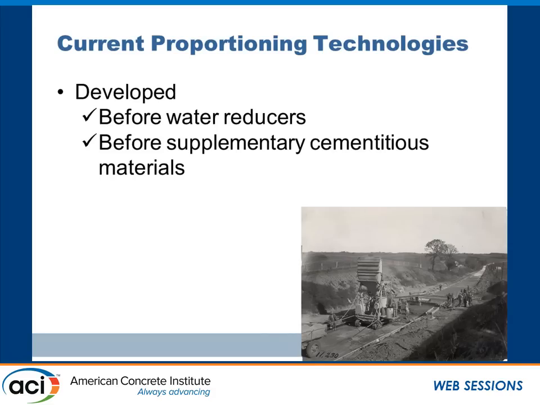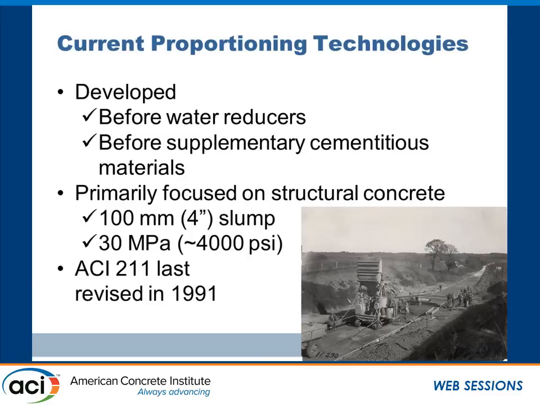All right, here's where I pick on ACI 211. It was developed before water reducers, before supplementary cementing materials, back in 1991. It was designed or set up by structural engineers chasing 4,000 psi in a 4-inch slump. So, how many pavements are built that meet those criteria?